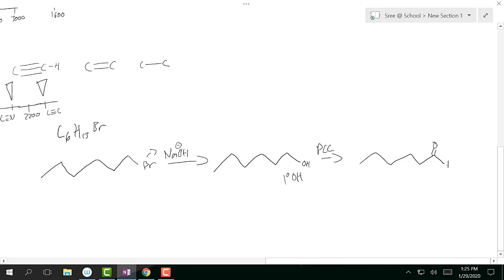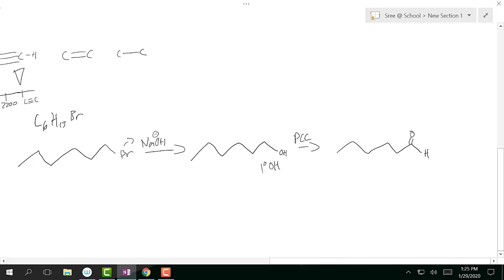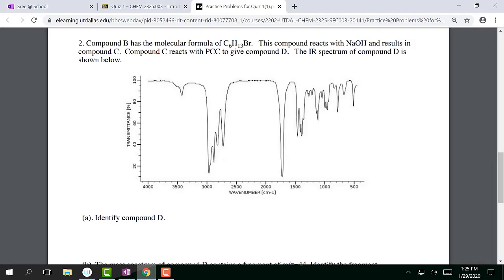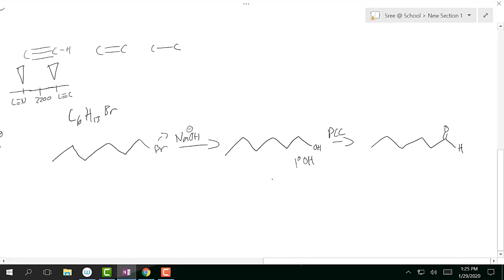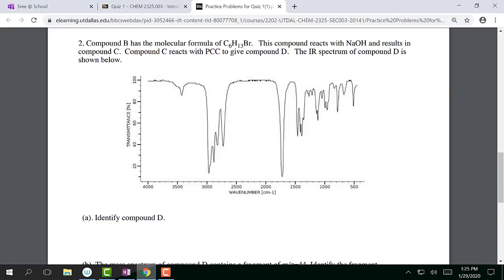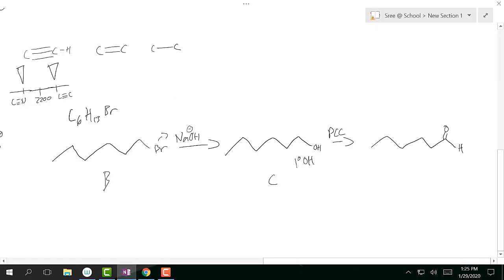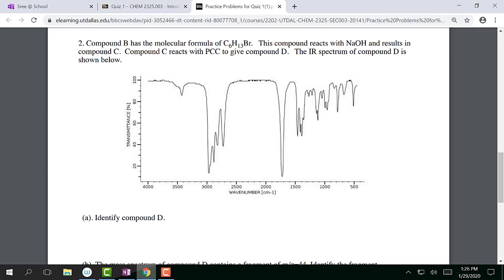Okay. So it's saying compound C. So this was C, and this was B, and then this is D. Okay. And the first question is just to identify what compound D is. And compound D should match the IR graph.